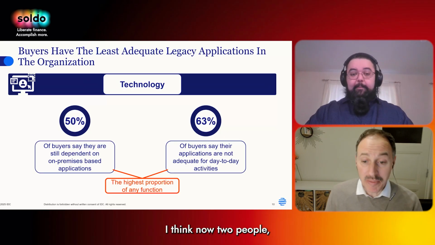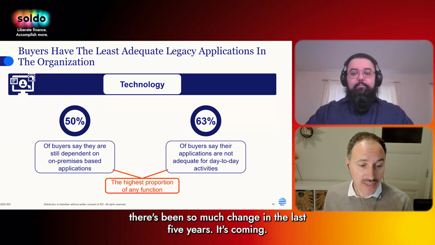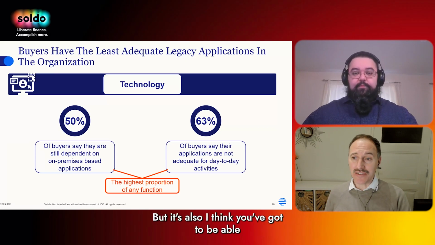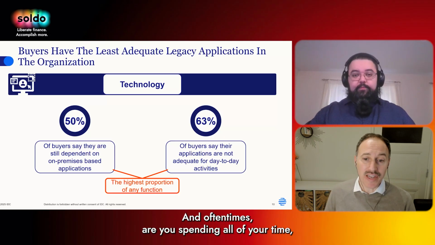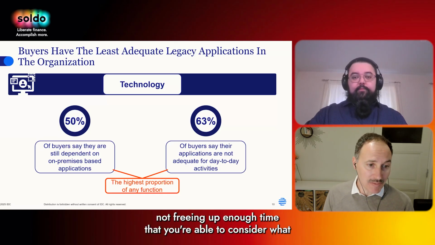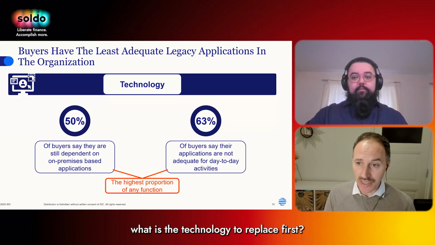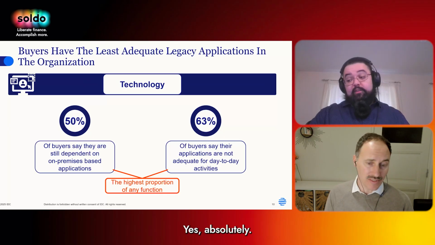No, it makes sense. I think now people hear about AI and AI coming. You mentioned there's been so much change in the last five years, it's coming, but I think you've got to be able to free up enough time to make a plan for this as well. And oftentimes, are you spending all of your time? Are you already underwater processing enough POs? Is your technology not freeing up enough time that you're able to consider what is the technology we replace first? What's the roadmap here in the digital transformation? Yes, absolutely.